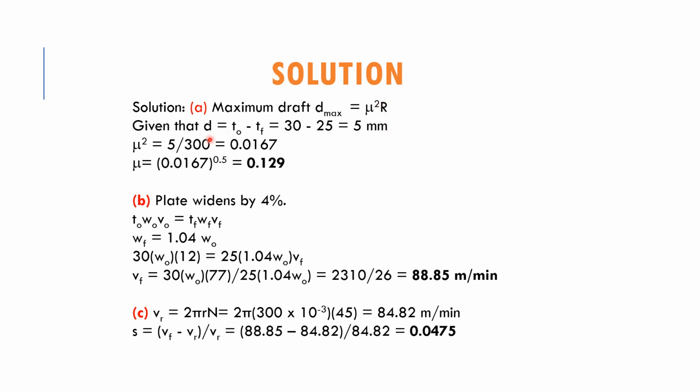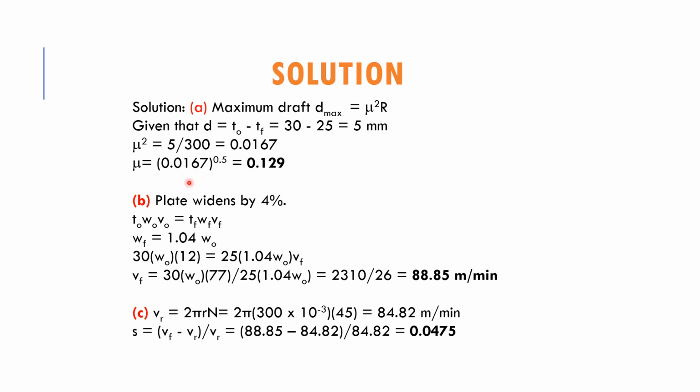The D value is already given, which is 30 minus 25, which is 5 mm. So this is the reduction in one draft, one rolling process. Based on this, we can calculate the coefficient of friction. So then the final value will be 0.129.